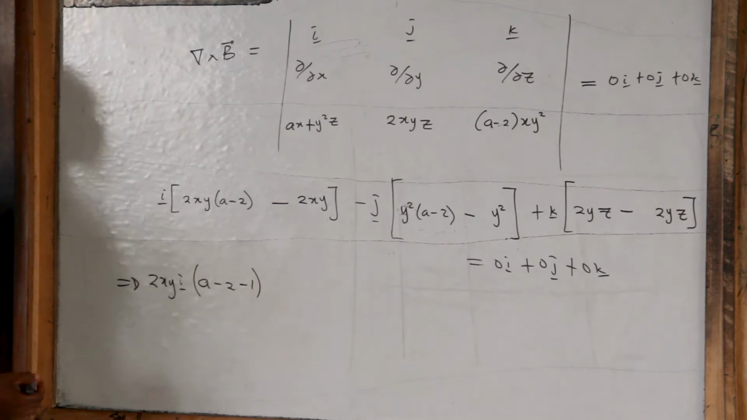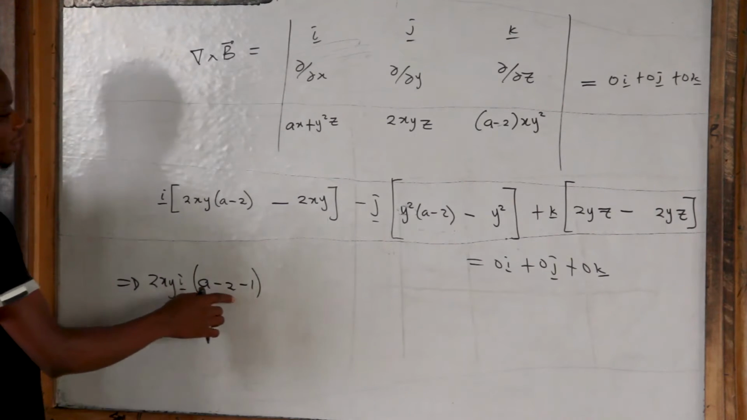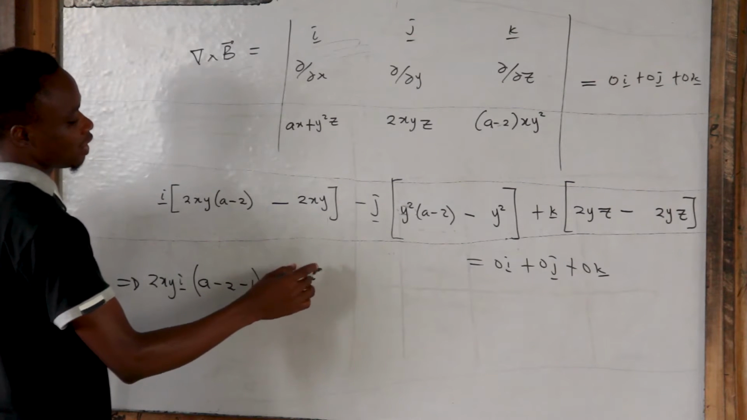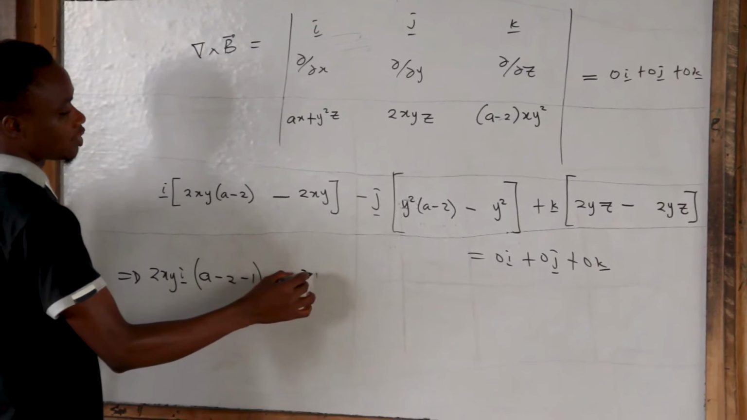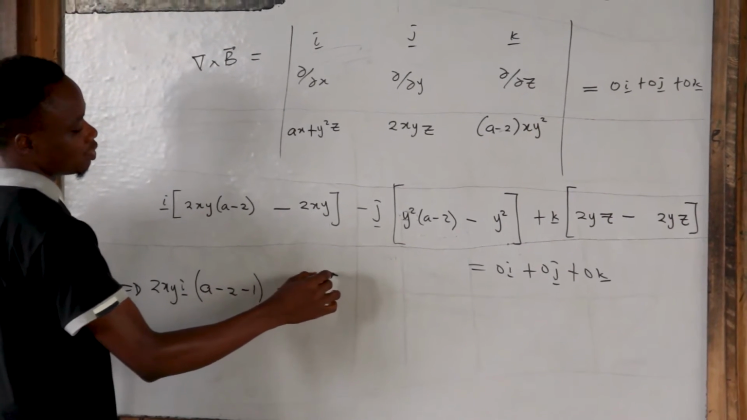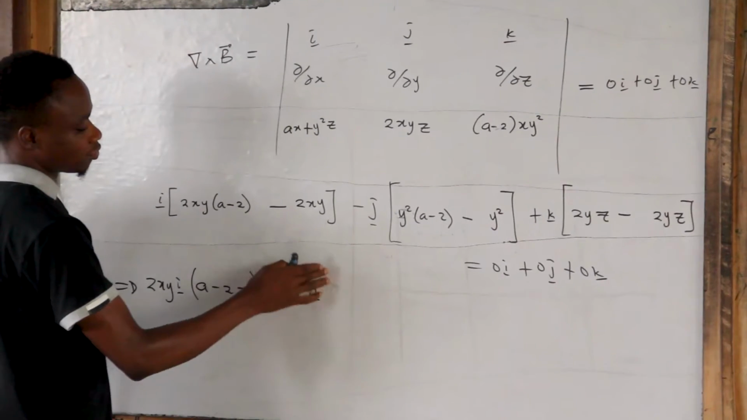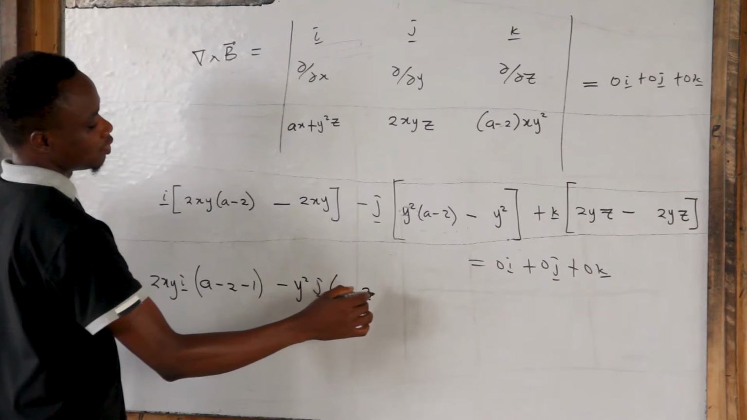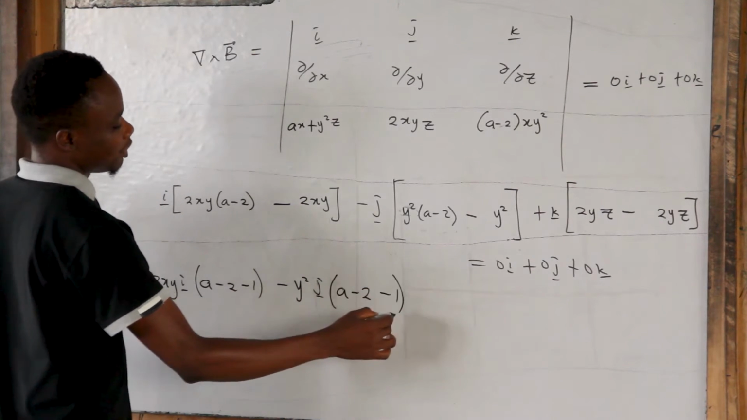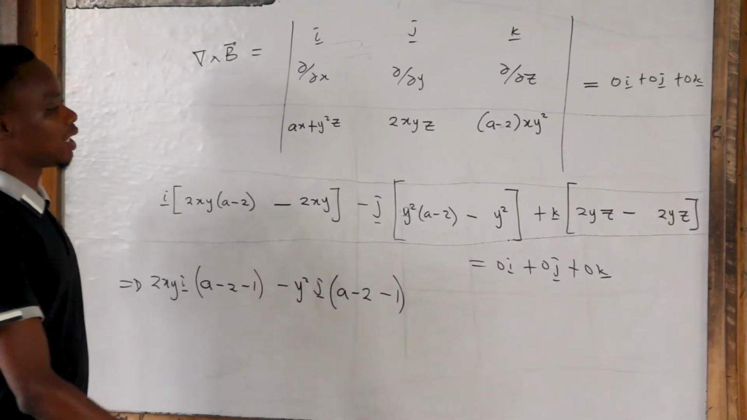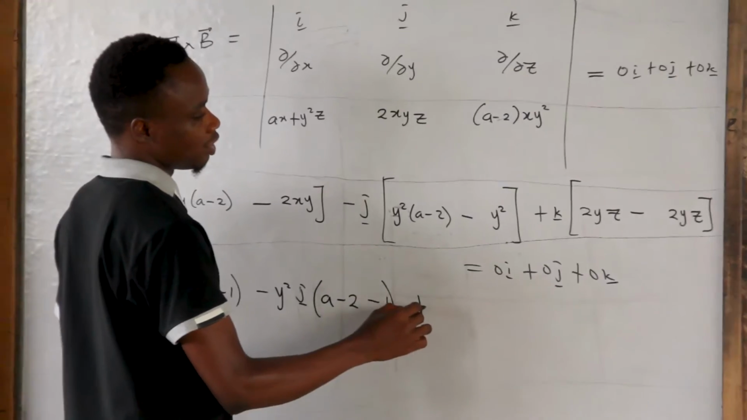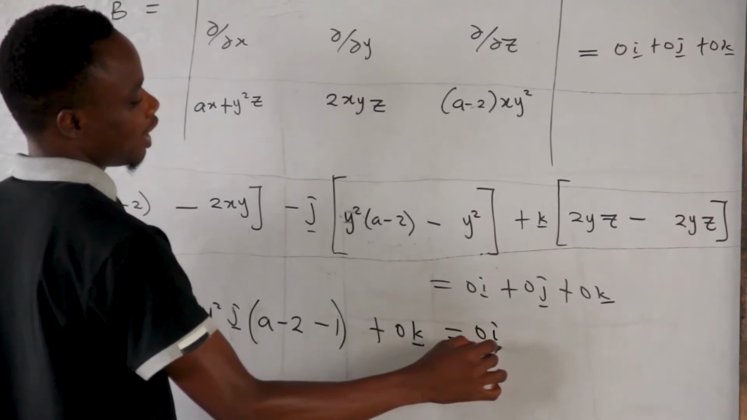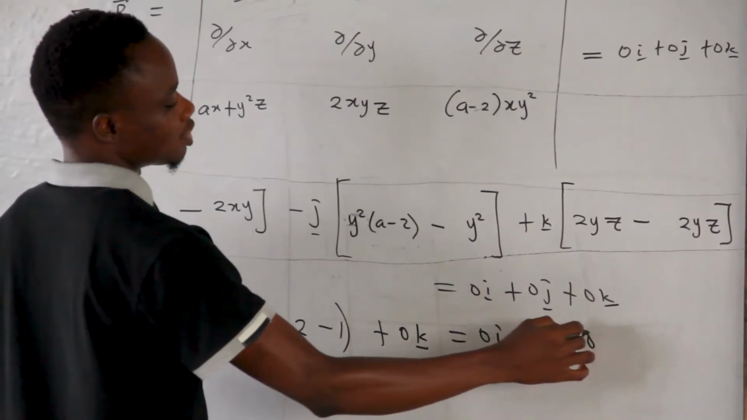Does that make sense? You understand that? Alpha minus 2 minus 1. Then minus j. Y squared is common to this. I can move it out. I can do something like minus y squared j into this, which is going to give me alpha minus 1. Does that make sense? Yes. Okay. And then the last one is going to be plus, okay, this one's 0 plus 0, equals to 0i plus 0j plus 0k.